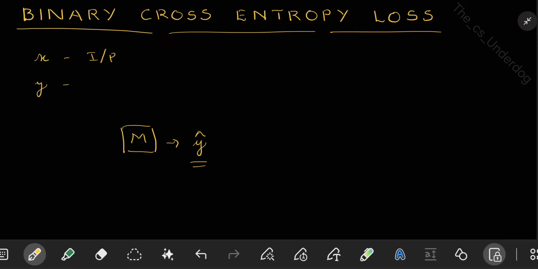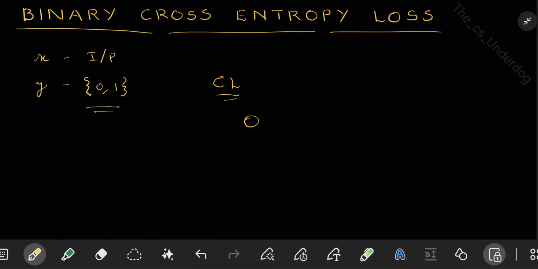So y will take only two values. One is 0 and the other is 1. Why is y taking only two values? Because we are taking a classification task. It is a classification task with only two classes. First class you will call as 0. The second class you will call as 1. So your output will always be either 0 or 1. If you have any input x, this x has to be classified as class 0 or class 1. So your y will be one value, either 0 or 1.